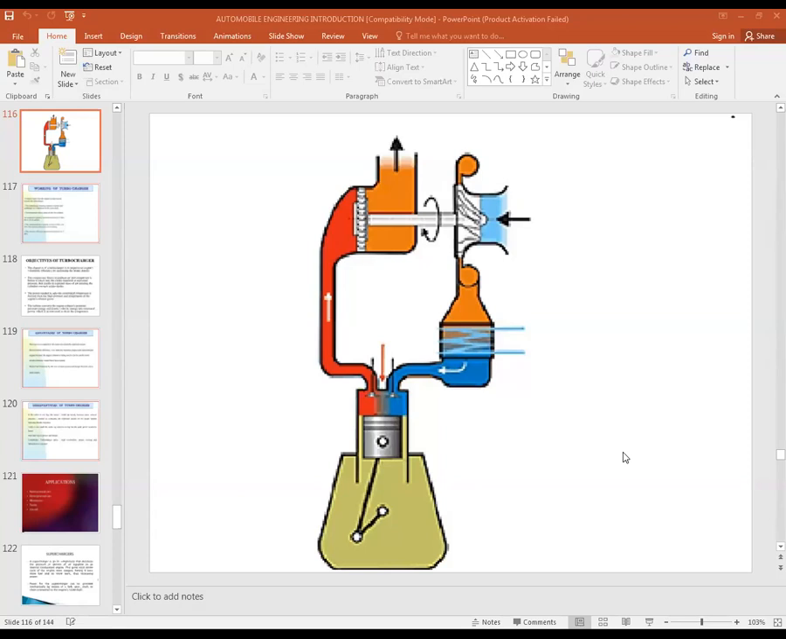Previously it was used on aeroplanes. Now it is on road vehicles also. So once again, I'll take you through the principle of turbochargers, because it was covered four days back and you may have forgotten it. I'll take you through it once again and then continue to the next topic.